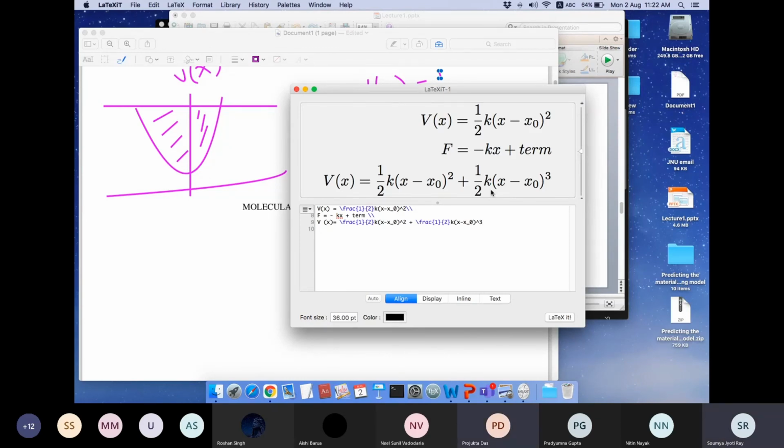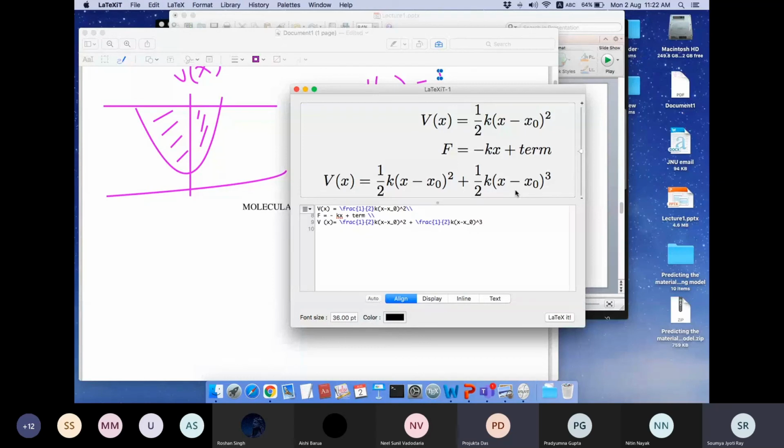Yes, sir. So in that case, you see this (x minus x naught) squared is symmetric around x equal to x0, right? But this cube term is not symmetric, so it will give a positive contribution towards one side and a negative contribution to the other side, right? In that case, my potential will be asymmetric around x equal to x0, which means that the motion will also be anharmonic.